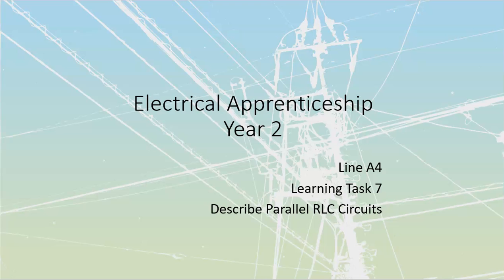All right, line A4, learning task 7. We're going to take a look at describing parallel RLC circuits. So circuits that contain all of the stuff we've covered so far: resistance, inductance, and capacitance together.